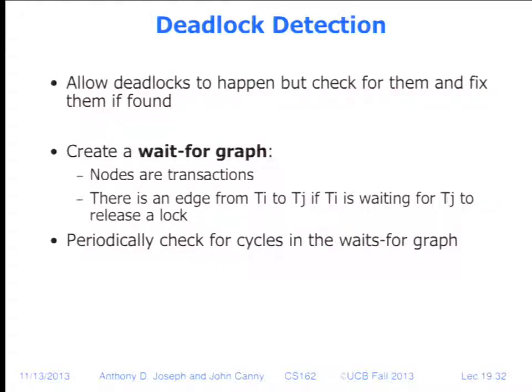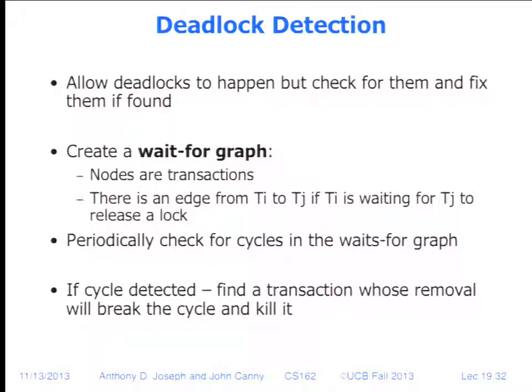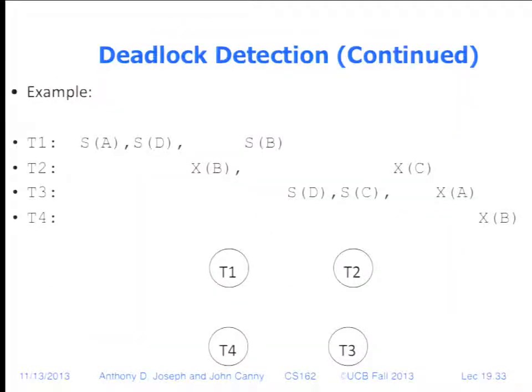So here the nodes are transactions, and you add edges explicitly from one transaction to another if the first transaction is waiting for the other one. So this is more or less tautologically discovering deadlock. And if you have a cycle, then you break the cycle by removing one of the transactions, basically aborting it. It allows the others to continue, but it breaks the cycle. So here's an example. We have 4 transactions.